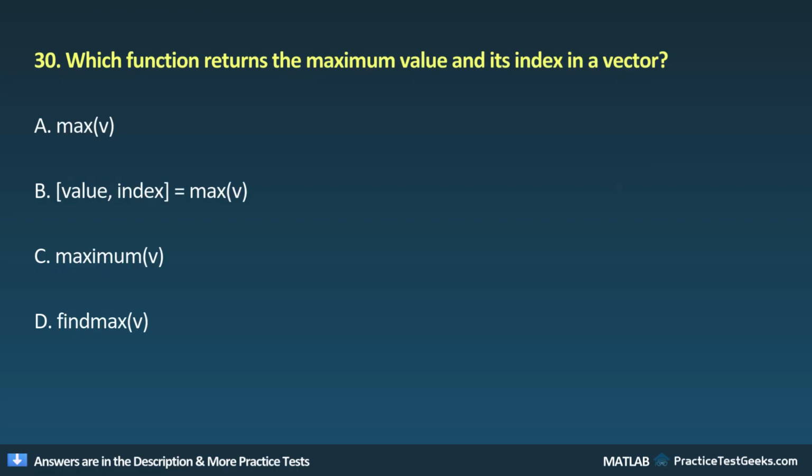30. Which function returns the maximum value and its index in a vector? A. max(v). B. [value, index] equals max(v). C. maximum(v). D. findmax(v).